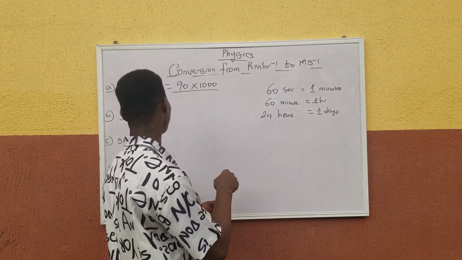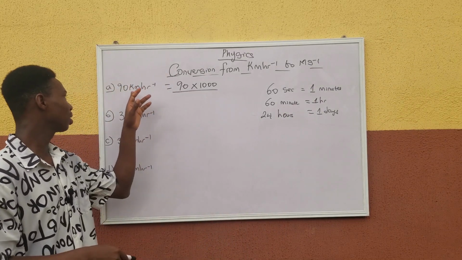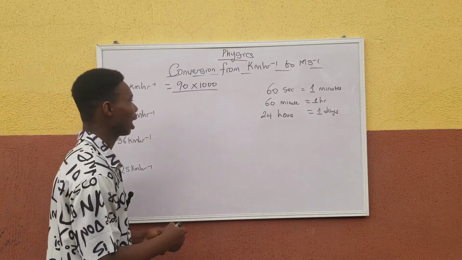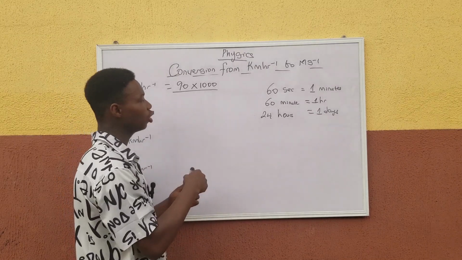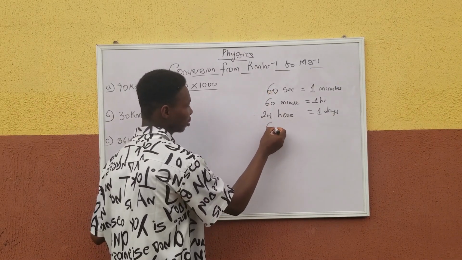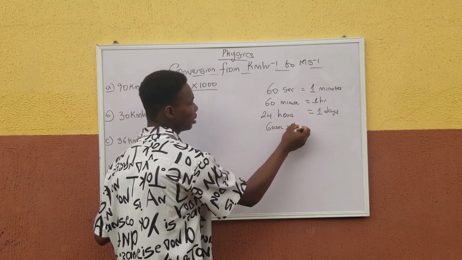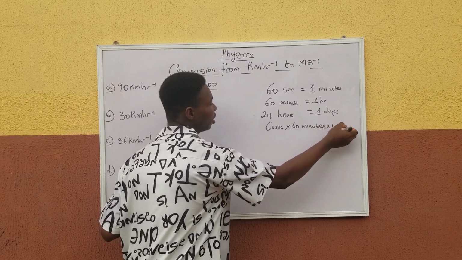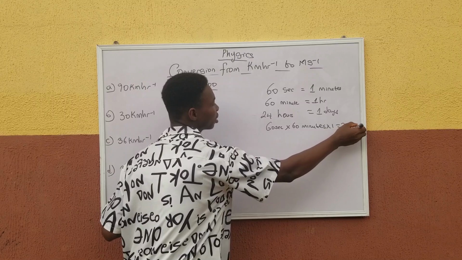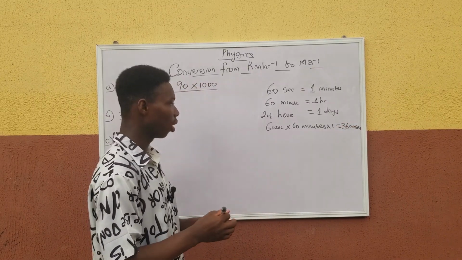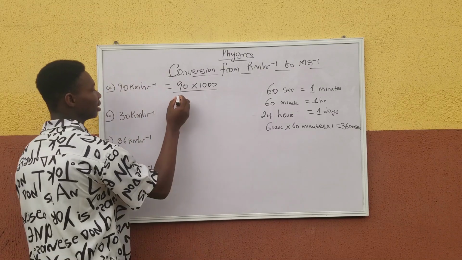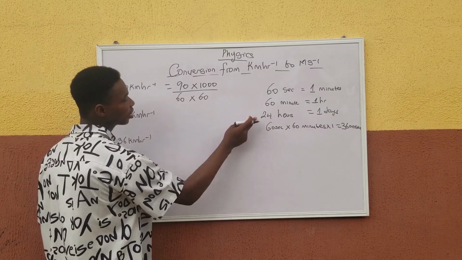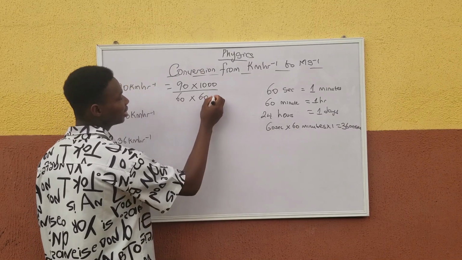So from here, we see from this question: convert 90 kilometer per hour to meter per second. So what do we do? Now, since what we have here is 1 hour, it's going to be 60 seconds times 60 minutes times 1, which will give us 3,600 seconds in 1 hour. So from here we can bring it as 60 times 60. Don't forget this 60 here is for the seconds, this 60 here is for the minutes, and times the invisible 1 hour.